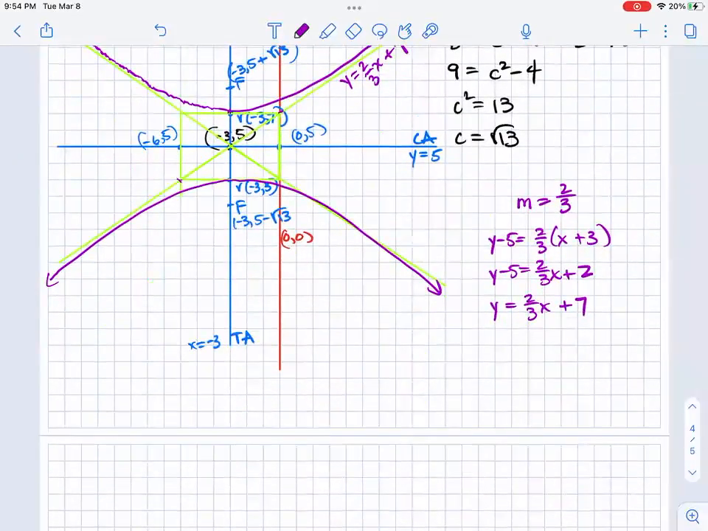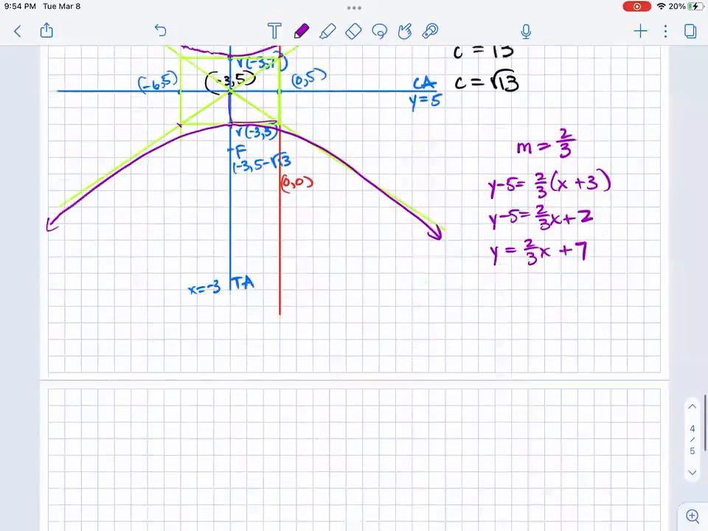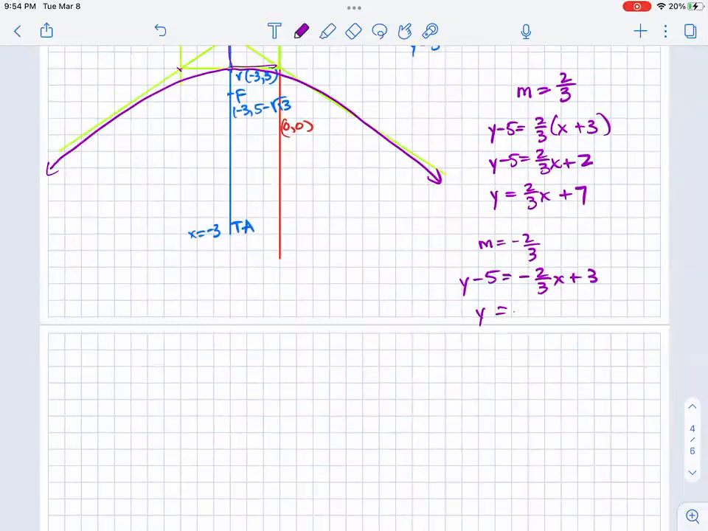I've got a slope that is down 2 here, right 3. So this gives me a slope that's equal to -2/3, doing the same thing. Y minus 5 equals -2/3 times x plus 3. Y equals... sorry, there we go. -2/3 x minus 2, adding the 5 from the other side, and we get y equals -2/3 x plus 3.